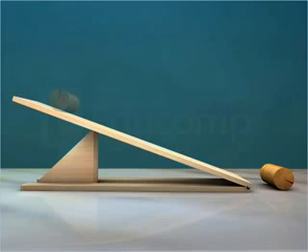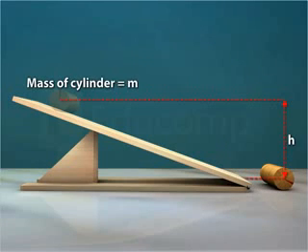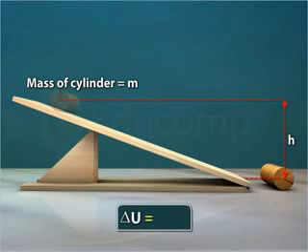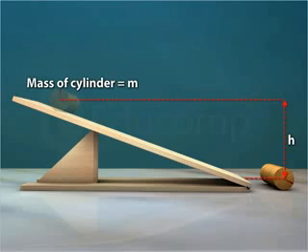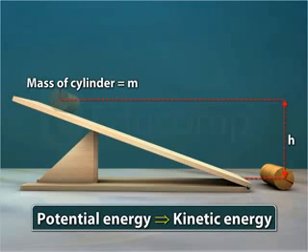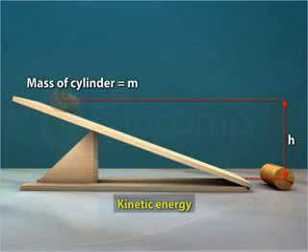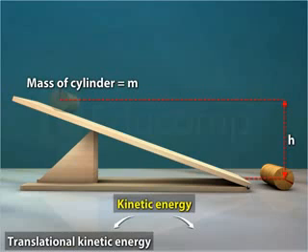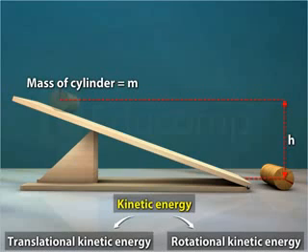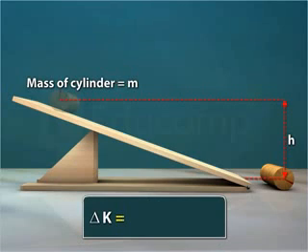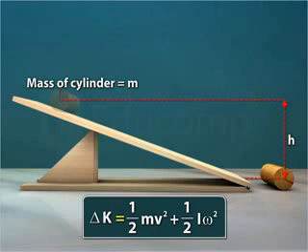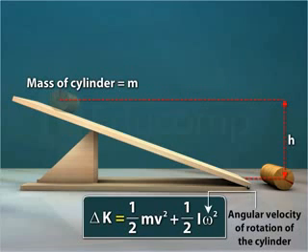Suppose an object descends through a height h as it rolls down an inclined plane. The loss in potential energy, delta U, is equal to mgh. This loss in potential energy gets converted into kinetic energy of the object. However, kinetic energy itself has two forms: translational kinetic energy and rotational kinetic energy. Delta K is equal to half mv squared plus half I omega squared, where I is the moment of inertia and omega is the angular velocity of rotation of the cylinder.